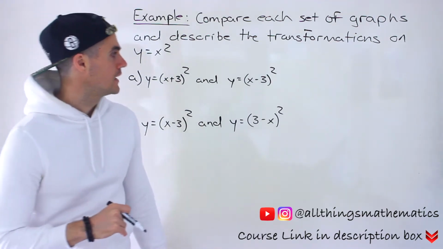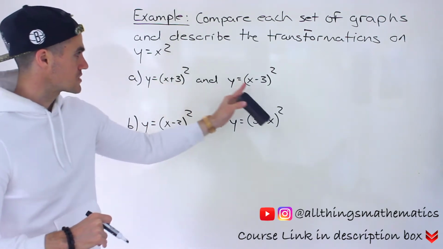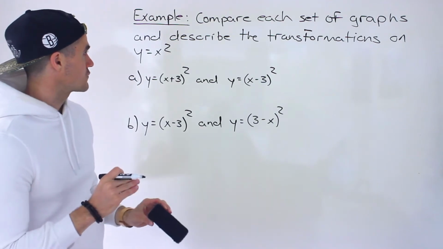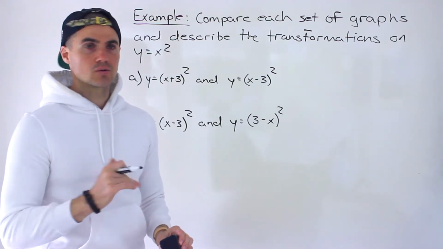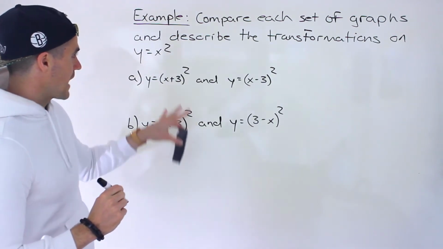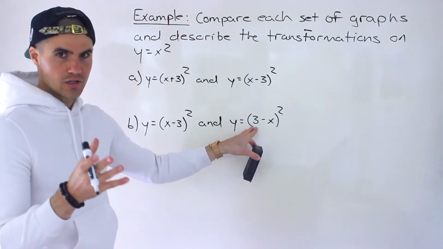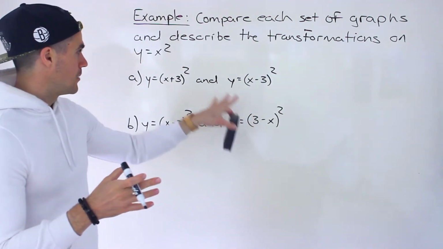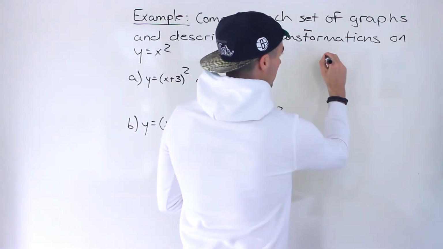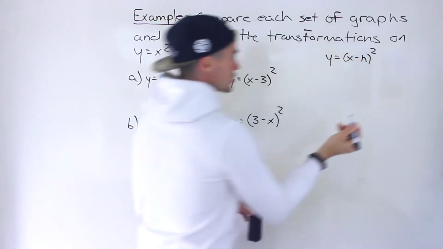So what we have to do is compare each set of graphs over here. So this one versus this one, then this one versus this one. And then we also have to describe the transformations on y equals x squared. Notice that almost all of these, this one is in a particular unique format, and we'll get to that, but all these other graphs are in the form y equals (x minus h) squared.